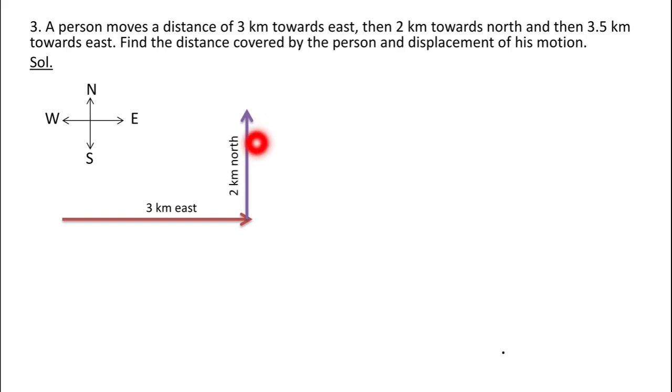Now the person has reached at this point, and from this point he traveled a distance of 3.5 km towards east. So let us draw. Now this is the 3.5 km towards east. So let us do some naming. Now it is clear that A is the initial position of the person and D is the final position of the person. So let us join these points.